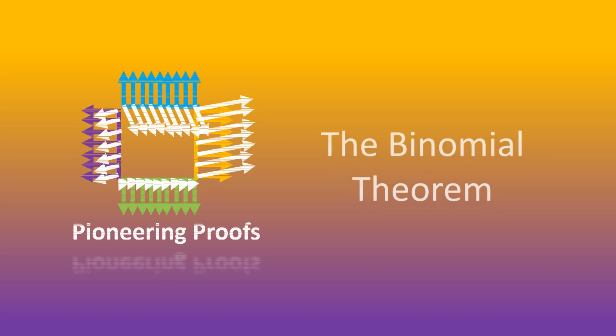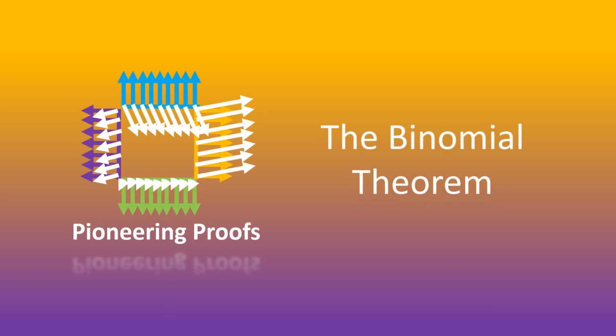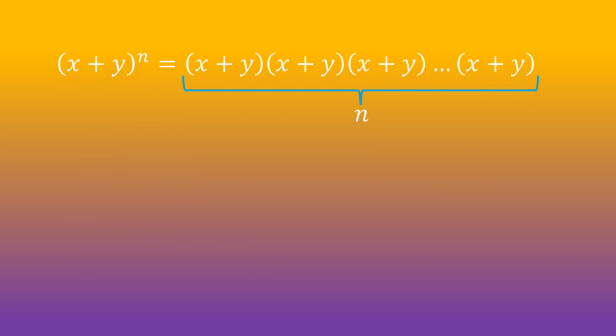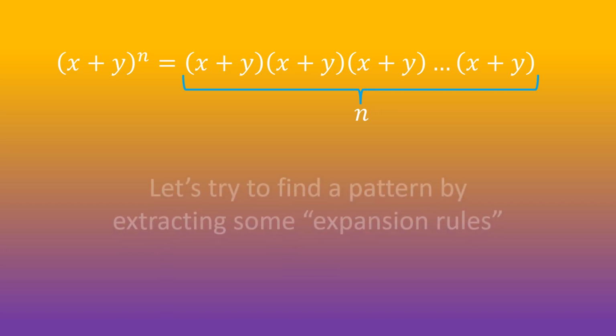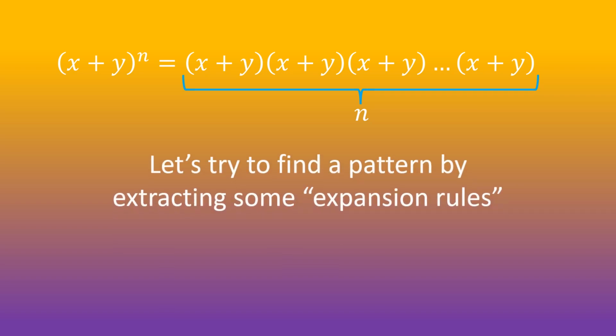Hello and welcome. Today we will be talking about the binomial theorem. So (x + y)^n is equal to the repeated multiplication of (x + y), n times. So let's try to find a pattern by extracting some expansion rules.